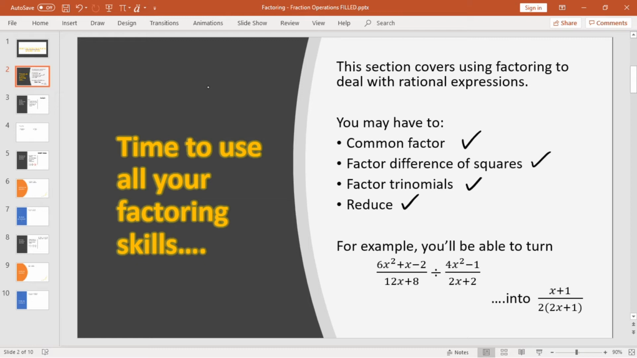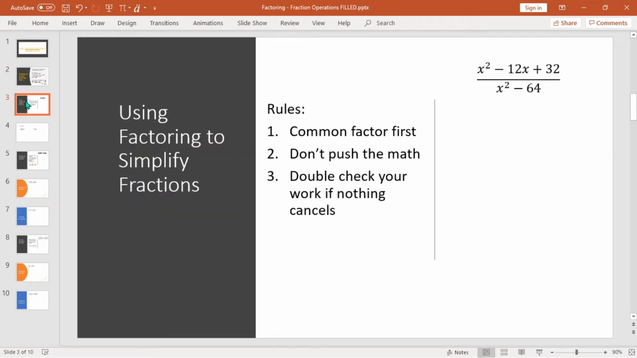So at the end of the day, I want you to take something like this and turn it into something like that. These are epic, so just bear with me. So first we're going to start with simplifying fractions. So we're going to common factor first.